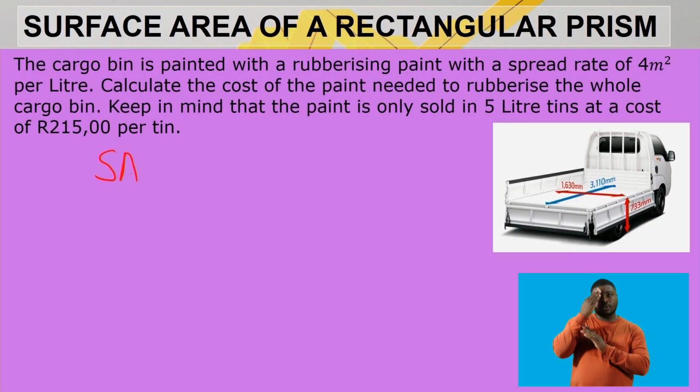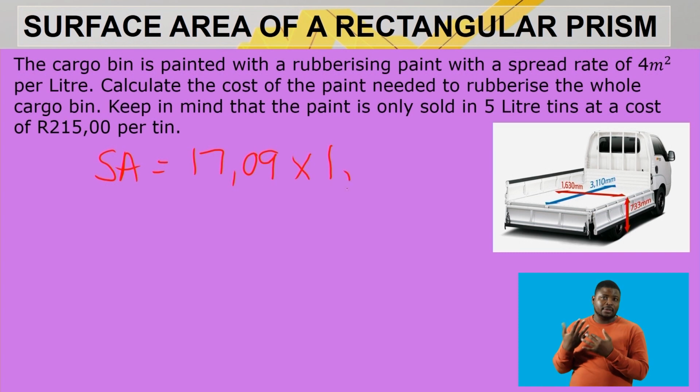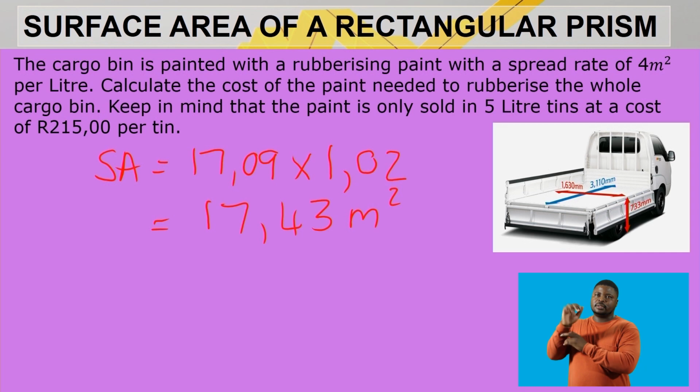So now we know the surface area is 17,09. And we multiply before we can calculate the paint because we need to increase. And therefore we are going to multiply by 1,02, 102%, which gives us a total of 17,43 square meters. Now we want to figure out how many tins of paint we are going to use.